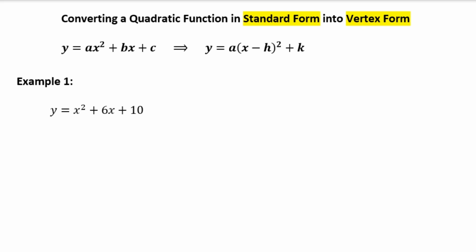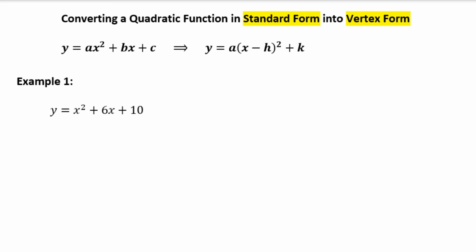Why do we have to know how to convert standard form into vertex form? Actually, the vertex form provides us with more information than the standard form. For example, we can easily identify from the vertex form of a quadratic function the coordinates of its vertex, as well as the equation of the axis of symmetry, because the equation of the axis of symmetry requires only the x-coordinate of the vertex.